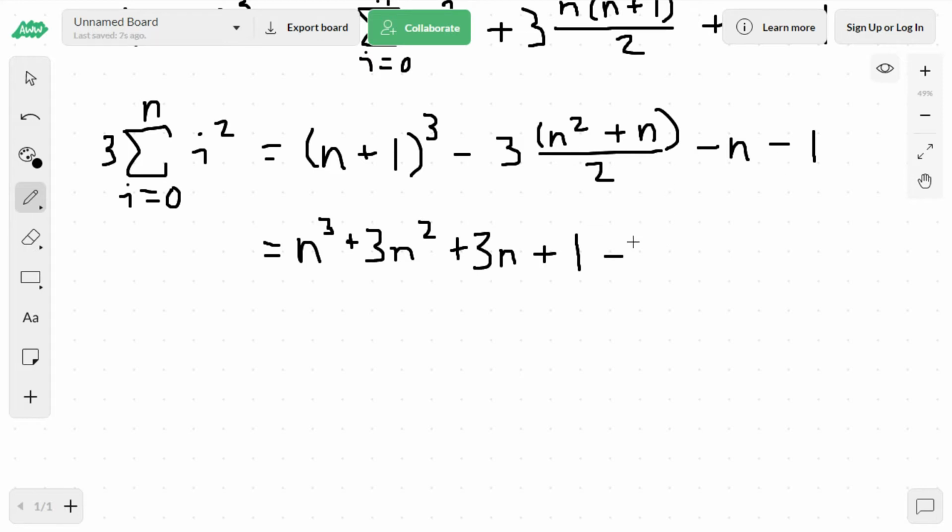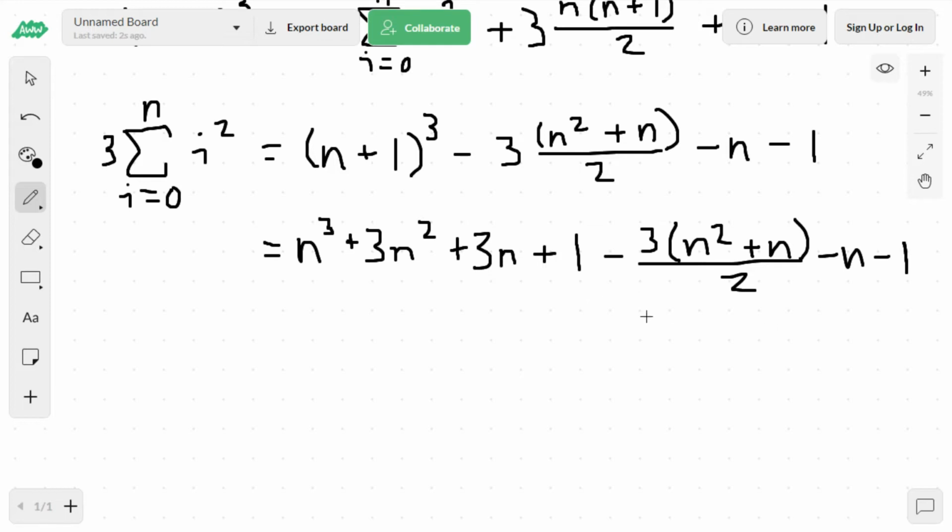So, how should I do this? I'll just keep the 3 there for now. Or should I? You know, that's a tough one. Okay, keep 3 there for now. But we're going to put it in the numerator. So it's going to be 3 times n squared plus n. All of this is going to be divided by 2. We've got minus n minus 1.